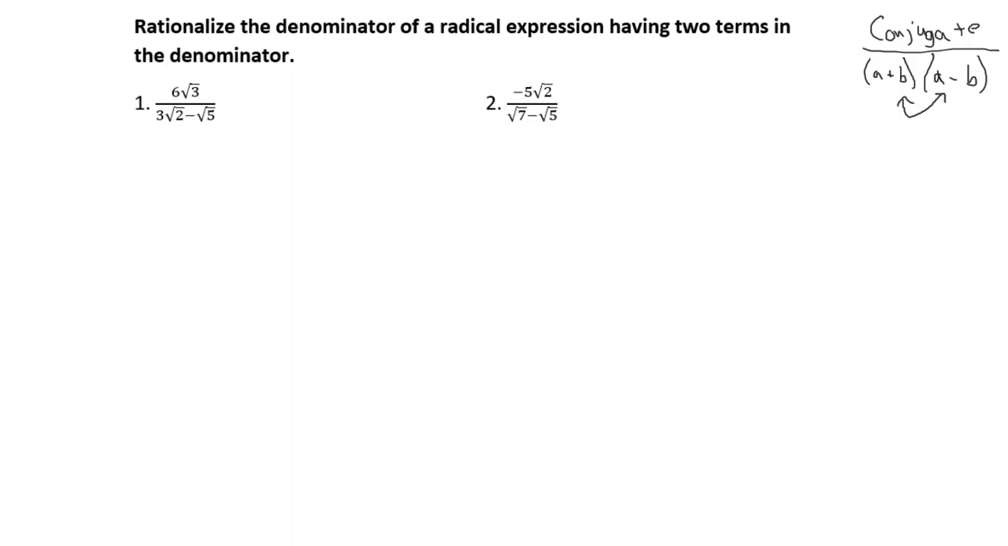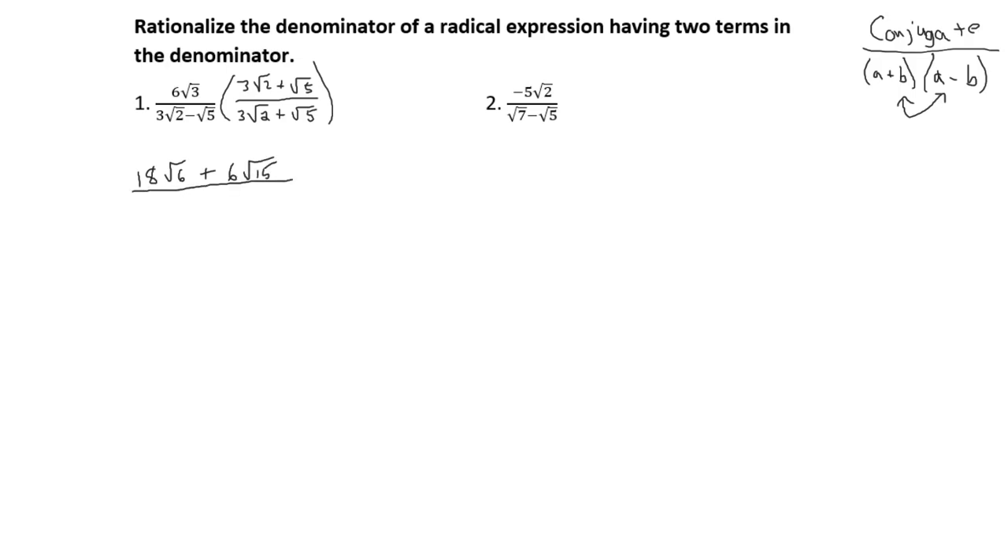So here we are going to multiply by 3 square root of 2 plus the square root of 5. And on bottom, same thing, because we have to multiply top and bottom by the same thing, because that's equivalent to 1. All right, so we need to multiply this out. So 6 times 3 is 18 square root of 3 times square root of 2 is square root of 6. Plus, bring your sign down, 6 square root of 3 times square root of 5, square root of 15.